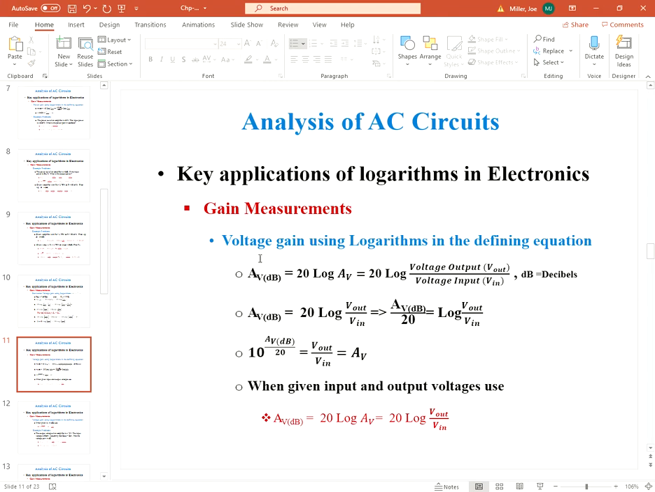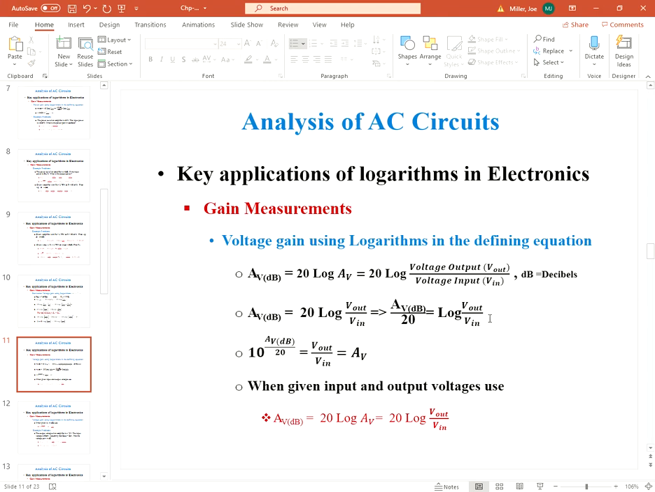So A_V dB equals 20 log of A_V, or if you prefer, replace A_V by what it consists of. That would be 20 log voltage out over voltage in. Of course, the units are dB, which stands for decibels. Now, given this, let's divide both sides by 20. We're left with A_V dB divided by 20 equals the log of V out divided by V in.